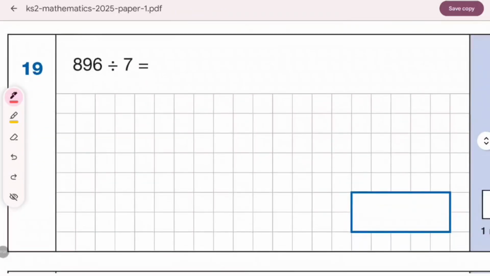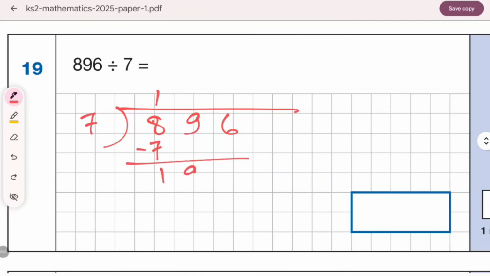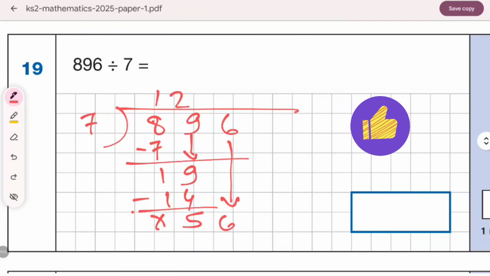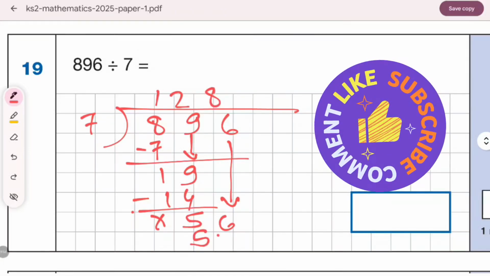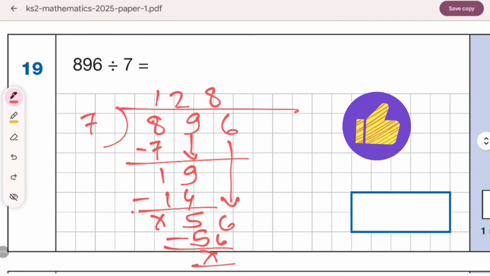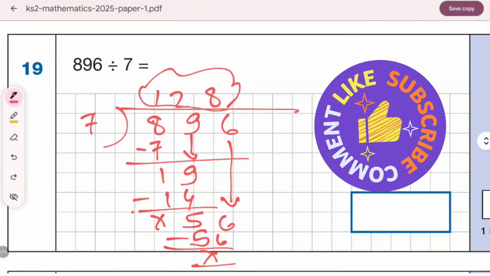Now question number 19, we have a simple division. Again, we will use the long division method. In the 7 table, it is divisible 1 time, so yes, it will be 7. Now we have the difference 1, and this 9 comes down. In the 7 table, 19 is divisible 2 times, that is 14 with remainder 5. Now the next number, 6, comes down. In the 7 table, 56 is divisible 8 times. In this way we have the answer for question number 19 as 128.